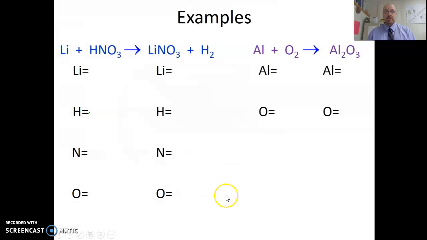Here again, some more examples, some different reactions. You can take some time and work through them on your own if you'd like.